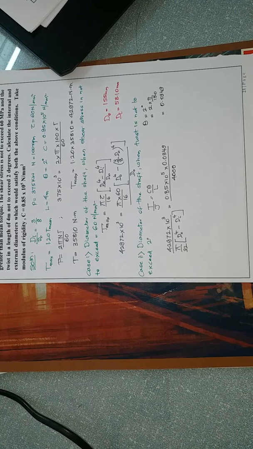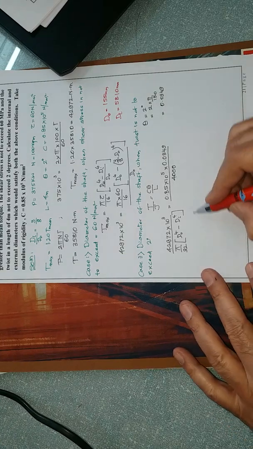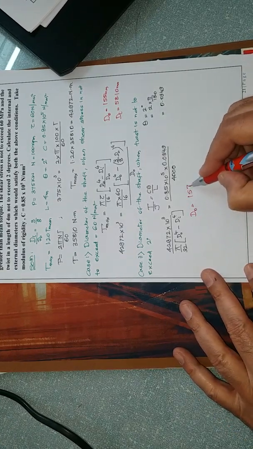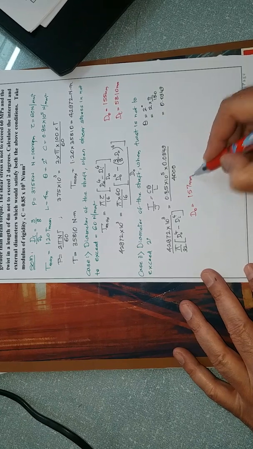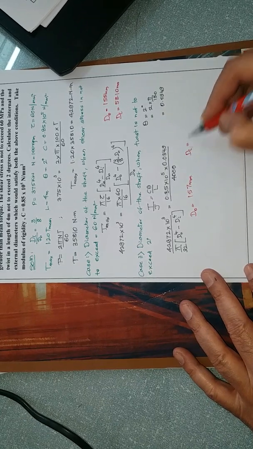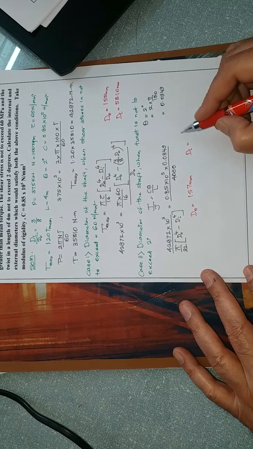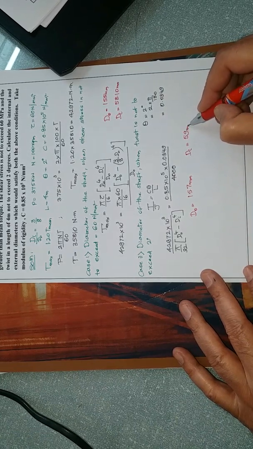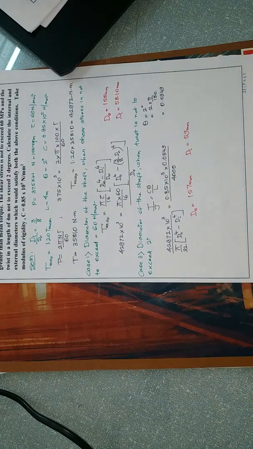On simplification you get external diameter as 157 mm and internal diameter as 3/8 of that, which is 58.74 or 59 mm. So the diameter of the shaft which will satisfy will be the greater of these two values.